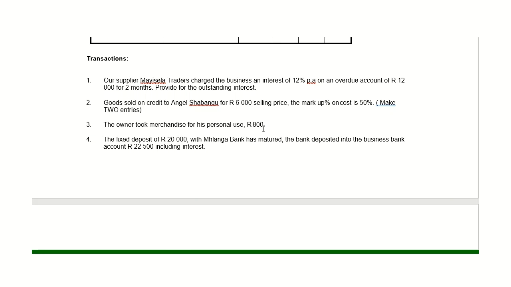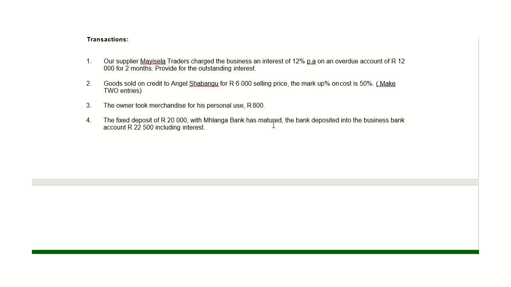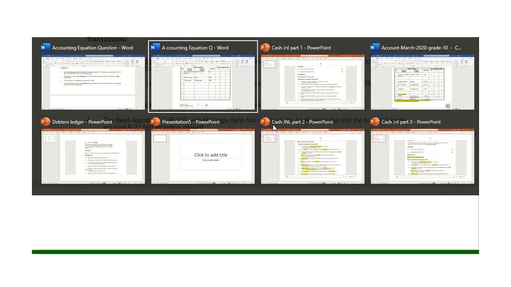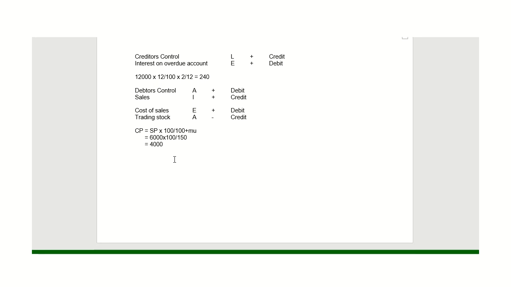Number 3, the owner took merchandise for personal use. Okay, anything the owner takes, whether it's money or stock or whatever, goes to drawings. So wherever I see the owner took something, one account always drawings. What is it he took? He took merchandise. Merchandise, trading stock. So the owner took some trading stock. So the other account, trading stock. Drawings is an owner's equity account.